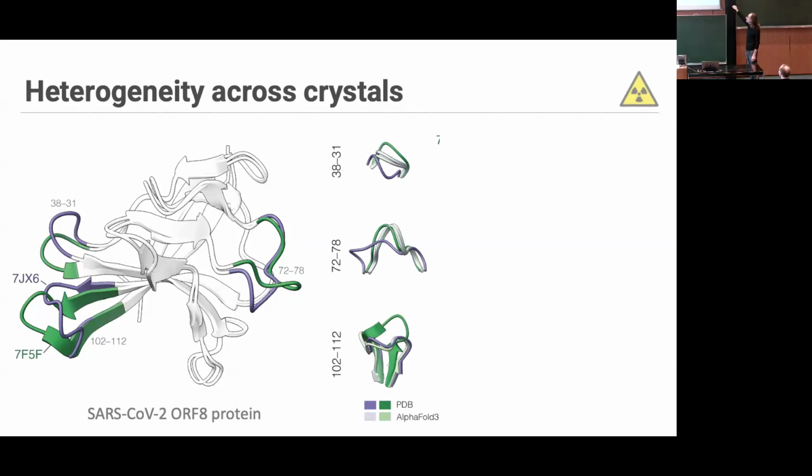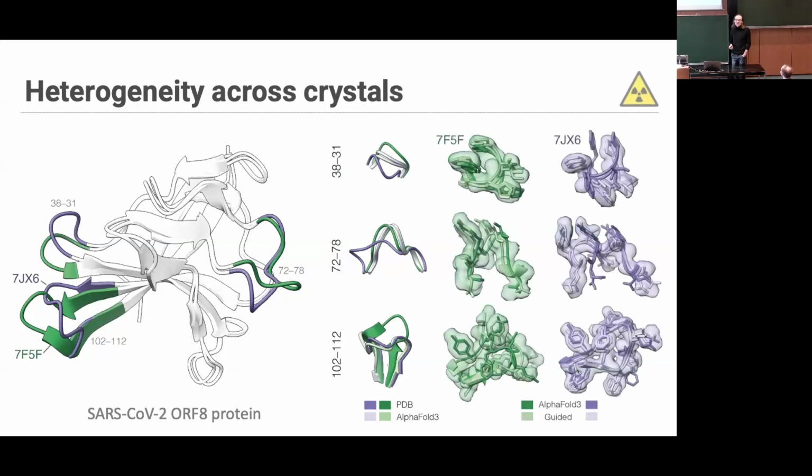So here are these dark green and dark purple. These are the experimentally determined structures. They have very clear electron density, pretty well fit. But AlphaFold either predicts one of these variants or something else, right? So it completely misses. And of course, there are tons of examples like this where AlphaFold doesn't match the experiment well. If we use guidance, we actually describe the electron density very well.